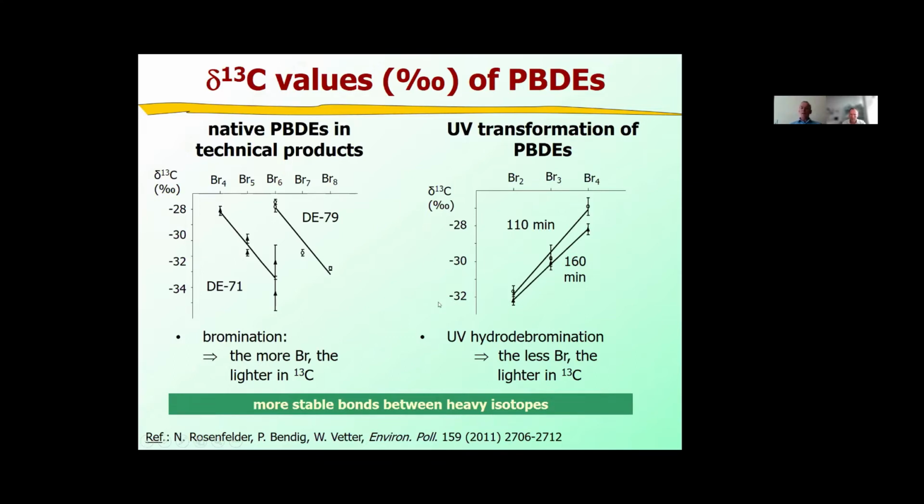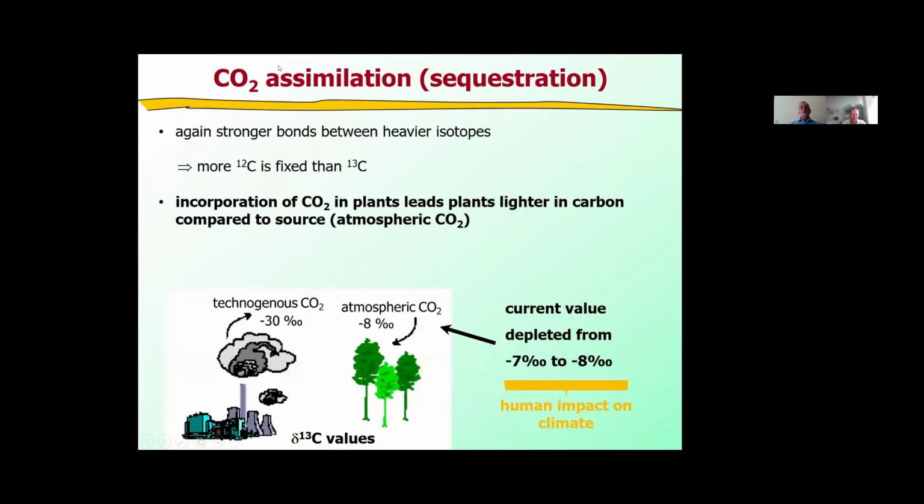And again, the more negative the value, the less 13C. Also, if you look at CO2 assimilation or sequestration, this is very important because again, the 13CO2 is discriminated. So more 12C CO2 is fixed than 13C. And if you look at it in the atmosphere, you currently have a value of -8 per mil. If you look a little bit back, let's say 15 years ago, the value was -7 per mil.